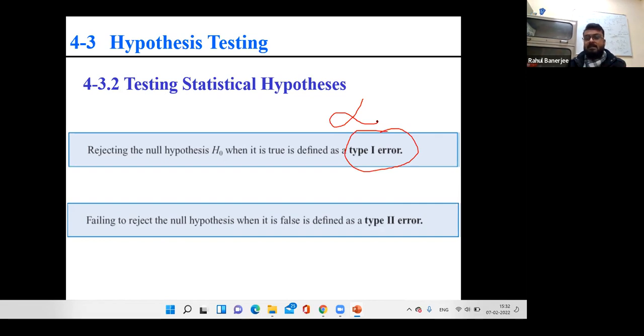Similarly, failing to reject the null hypothesis which is false is called type 2 error. If the null hypothesis is false, but still I am accepting it, then it is called a type 2 error. And this is generally represented by beta.